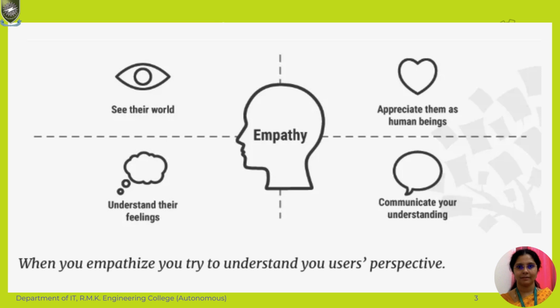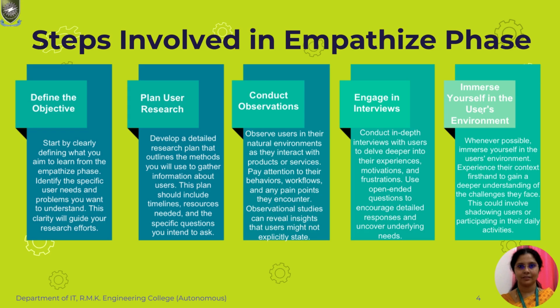To truly grasp the user's needs and experiences during the Empathize phase of the design thinking process, we follow a series of systematic steps. Here is how we can effectively empathize with users. Define the objective. Start by clearly defining what you aim to learn from the Empathize phase. Identify the specific user needs and problems you want to understand. This clarity will guide your research efforts.